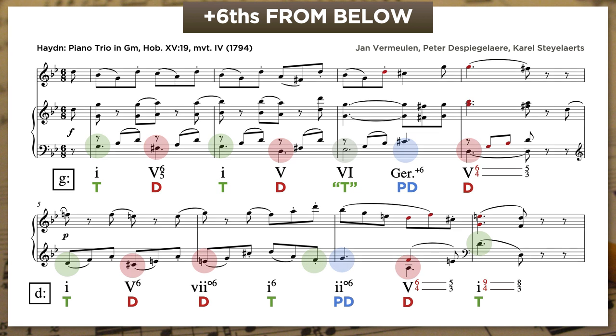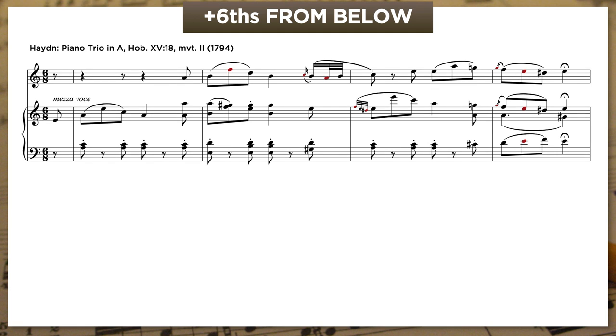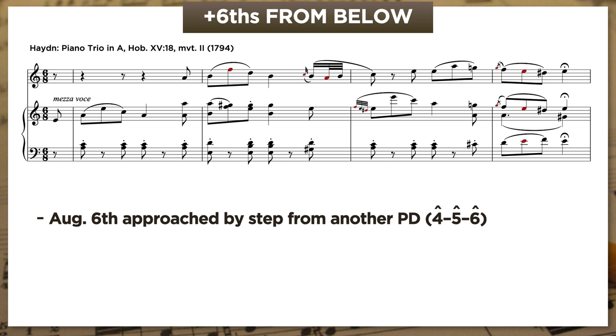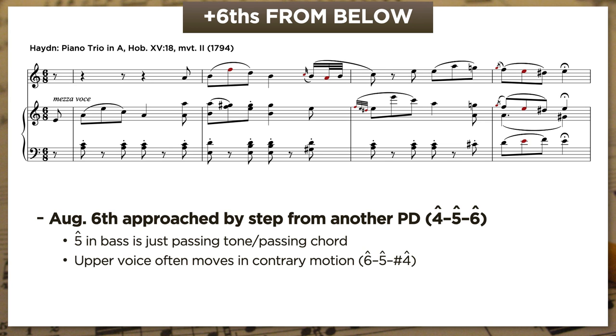Our next example shows an even more common situation. Here, Haydn approaches the augmented sixth from below by walking the bass up from another predominant. So the bass line itself will be scale degrees 4, 5, and then flat 6, with 5 just being a passing tone or maybe a passing chord. And when the bass does this, we very often hear the top voice moving by step in the opposite direction through 6, then 5, then sharp 4.